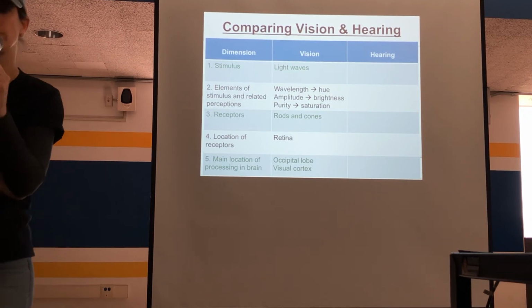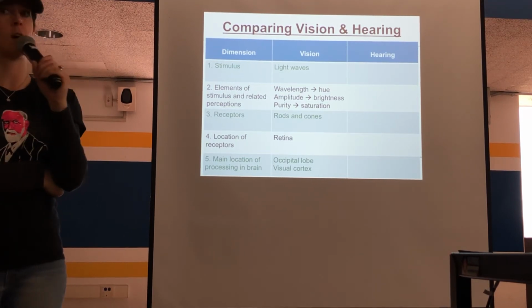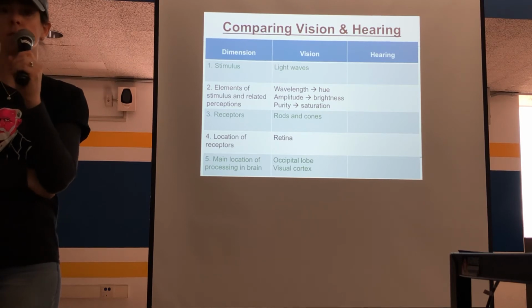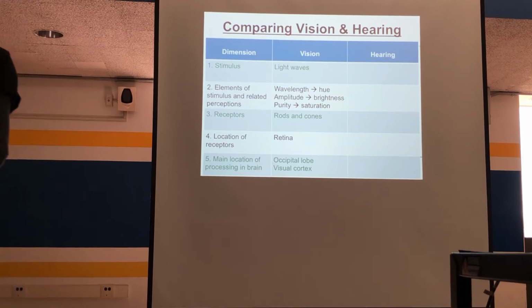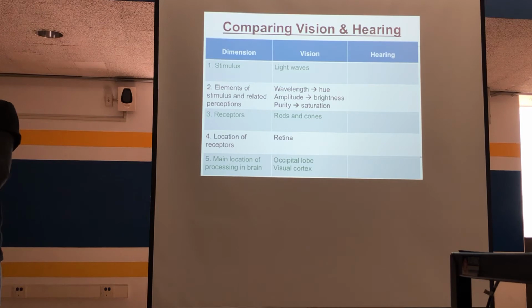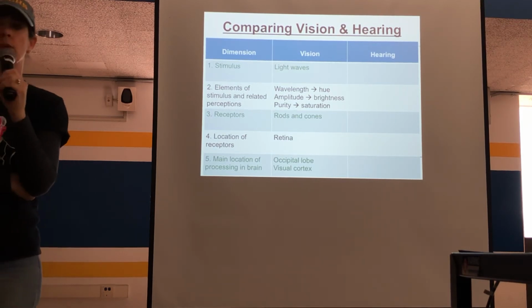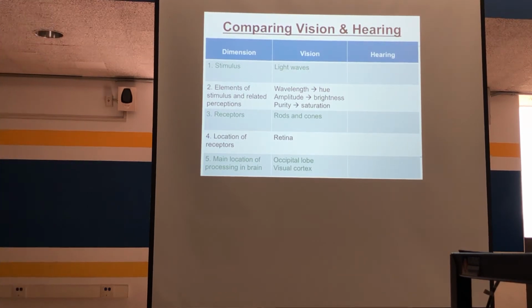The receptor cells for vision are rods and cones. The receptor cells for sound are hair cells. Think of hairy ears. Not something you want to think about, but it'll work. Where are the rods and cones located? Retina. Where are the hair cells located? Basilar membrane of the cochlea. Good. Processing in the brain for vision, where? Occipital lobe, primary visual cortex. Processing for sound, temporal lobe, primary auditory cortex.